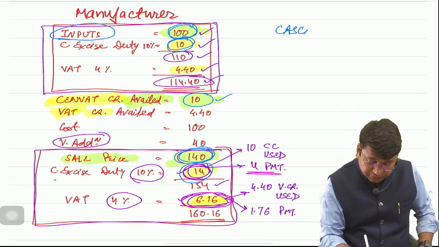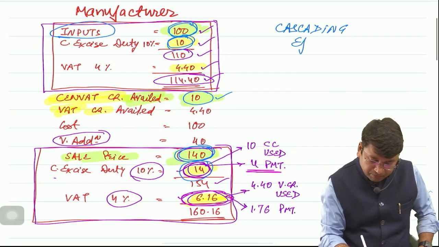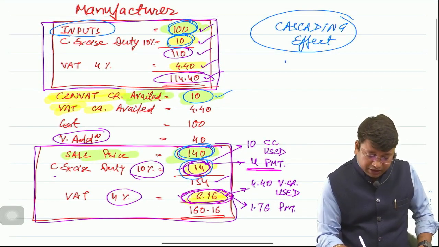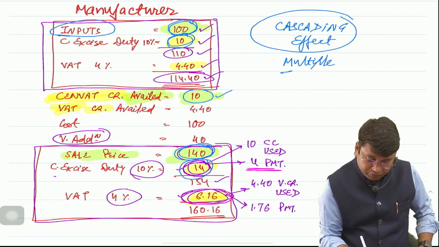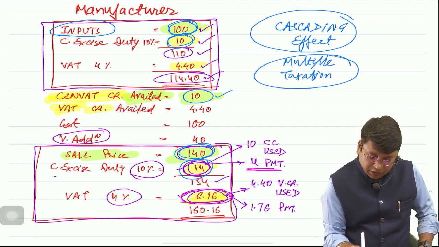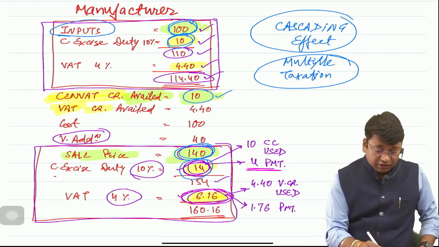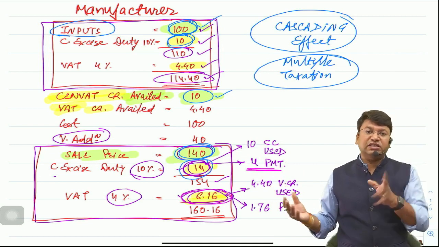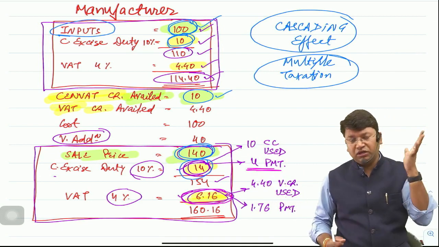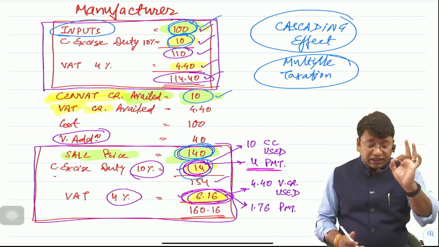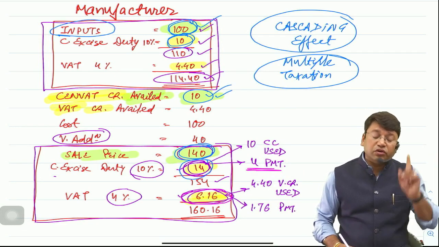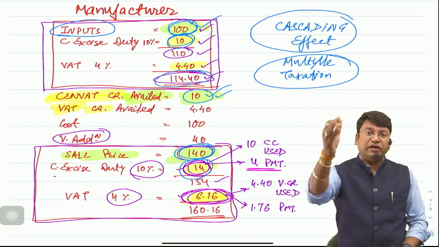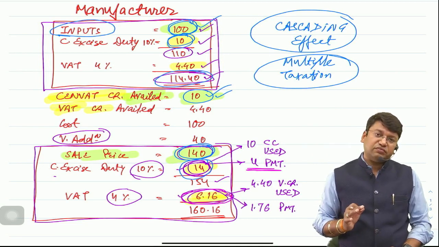Now the point comes, what do you mean by cascading effect? See, we already discussed the point about multiple taxation. Sir, on rupees 100 tax is already paid, already been charged, and again on rupees 140 including 100 tax is being charged. So it is called multiple taxation. So credit was allowed. Now what is the cascading effect? Suppose if credit was not allowed, then your cost would have been entire 114.40. No credit of excise, no credit of VAT was allowed. Your entire cost is 114.40.